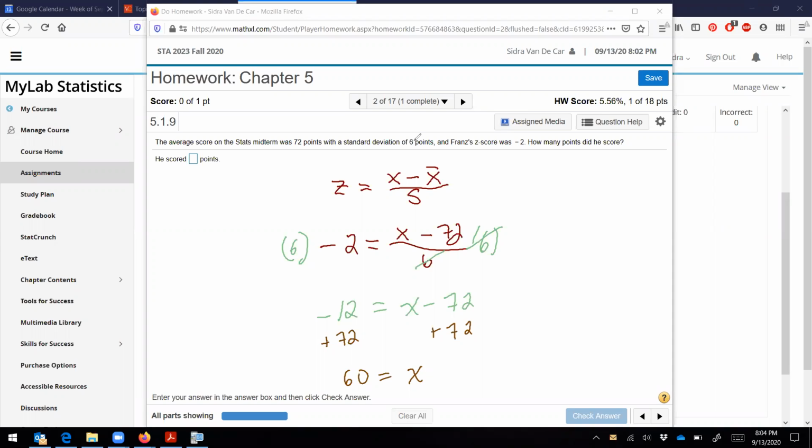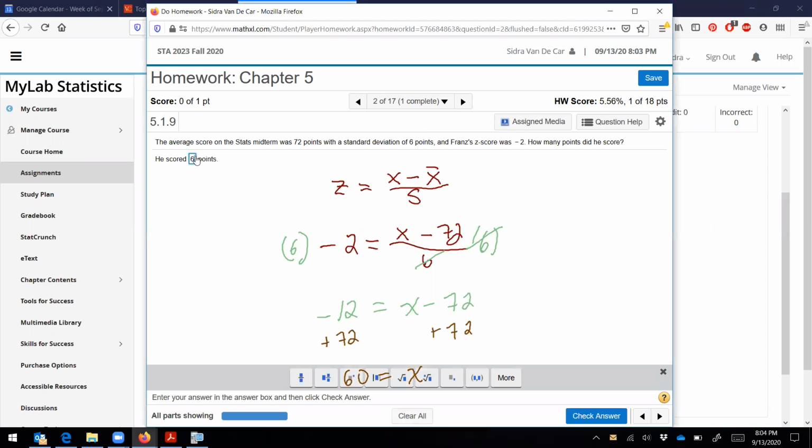Notice that I also could have just taken the standard deviation, which is 6, and said this represents 2 standard deviations below the mean. So 2 sixes below the mean would be 12 below the mean, so 12 away from the 72. Either way, I get to the 60. So let's go ahead and plug in a score of 60 points there.